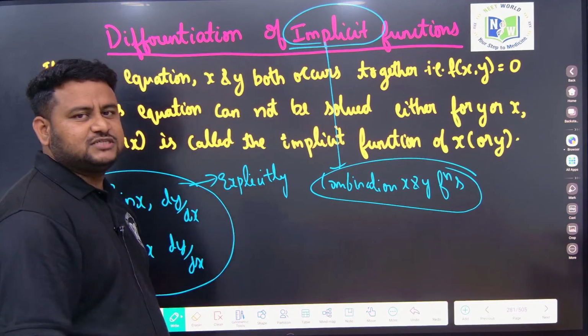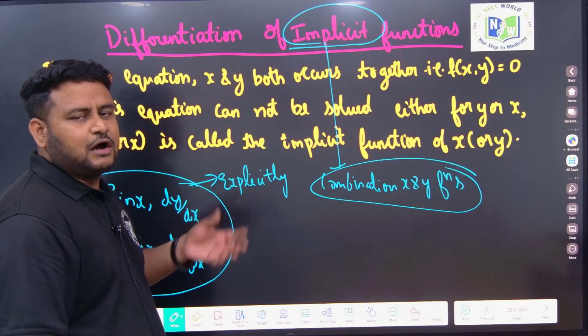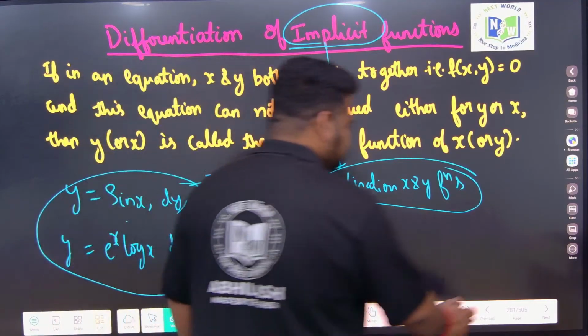Such types of functions are called implicit functions. For that, how to differentiate them, we will learn now.